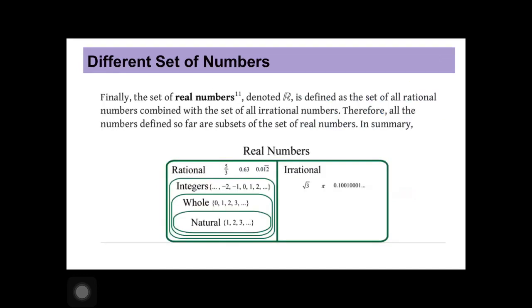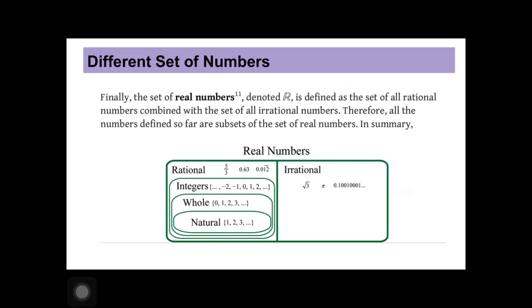And then different set of numbers. All of these numbers, this family of numbers, is actually called the real numbers. The set of real numbers denoted by R is defined as the set of all rational numbers combined with the set of all irrational numbers. Therefore, all the numbers defined so far are subsets of the set of real numbers. So in summary, we have the real numbers and then this one is the Venn diagram. This one is called Venn diagram. So the Venn diagram, we will study it more on the later parts of our topics.